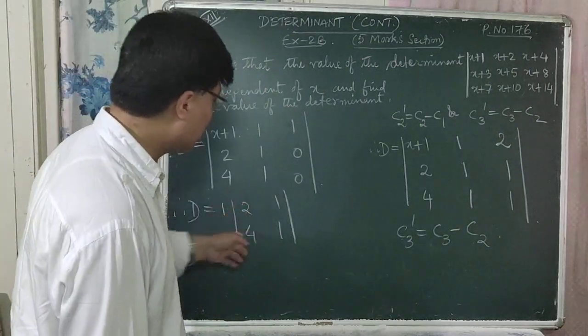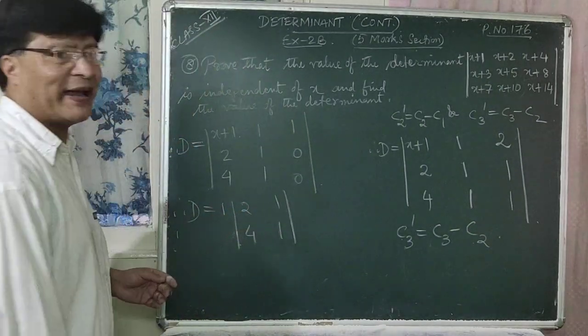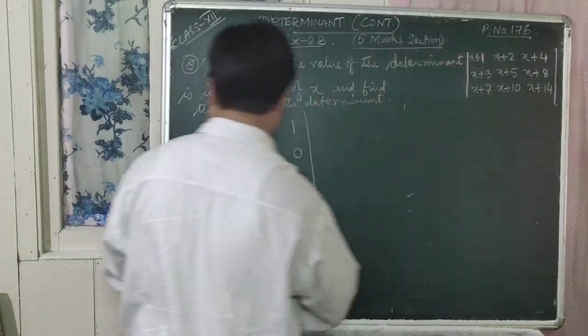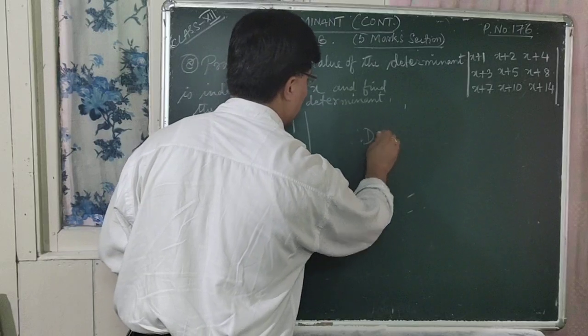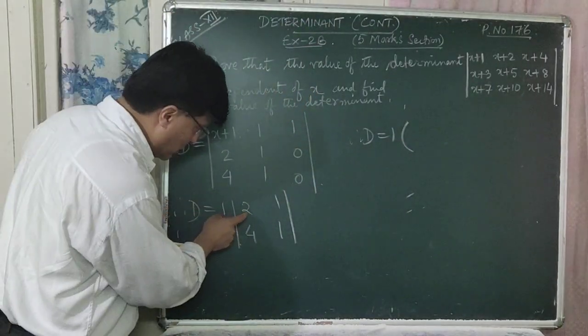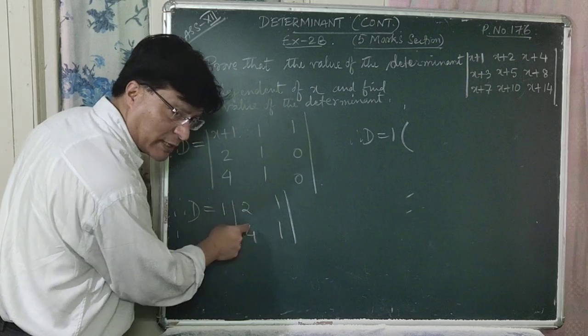Now we can find out its value. We can expand it. This is the second order determinant. You know how to expand it, isn't it? So now, therefore D is equal to 1 within bracket. You know how to expand it. So you can do cross multiplication here.